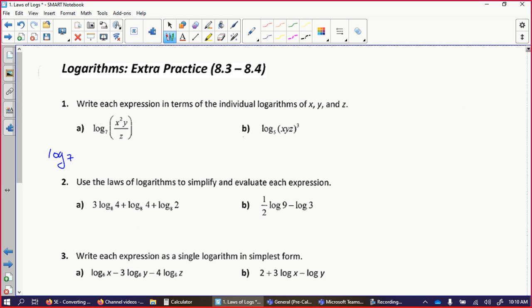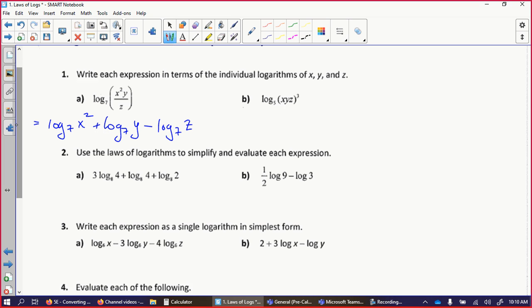Log base 7 of x squared. The y is in the numerator. Log base 7 of y. The z's in the denominator. Minus log base 7 of z. I'm going to leave that one. Use the laws to simplify and evaluate.